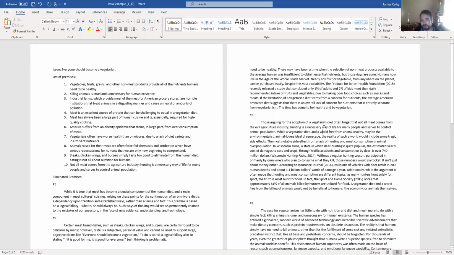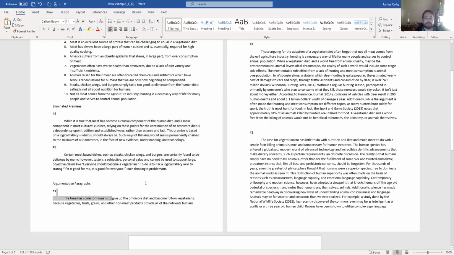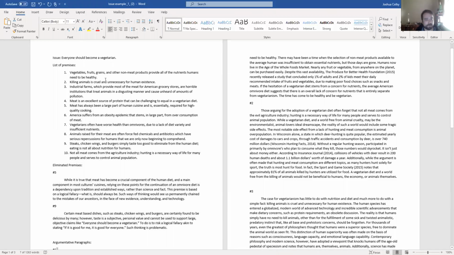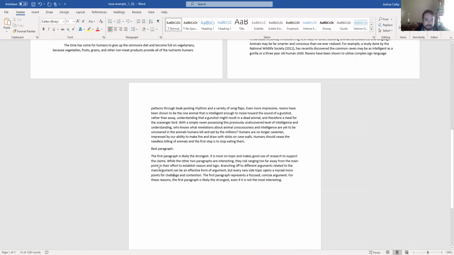And that's what we're trying to get away from. Personal opinion is always going to be subjective. We want to get to third person researched arguments. So again, I list my issue, I create my list of premises as complete sentences, I explain my eliminations, I write 3 argumentative paragraphs where I take one of these premises and plug it in as my main idea for the paragraph, and then I have my final little, the best paragraph is this, here's why.